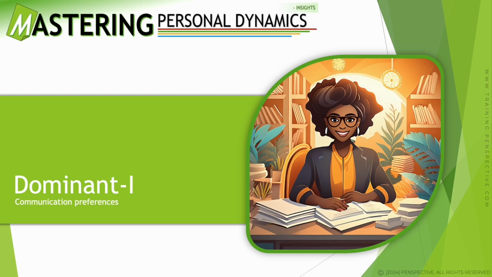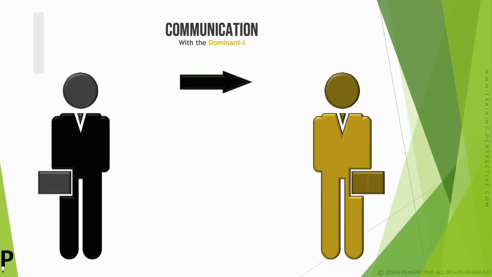The dominant I. Communicating with the dominant I will be most effective when it is done in the following manner. Plan interaction to support dreams and intentions. When engaging with dominant I individuals, tailor interactions to align with their aspirations and goals. Avoid imposing rigid structures or stifling their creativity by allowing room for their dreams and intentions to flourish.